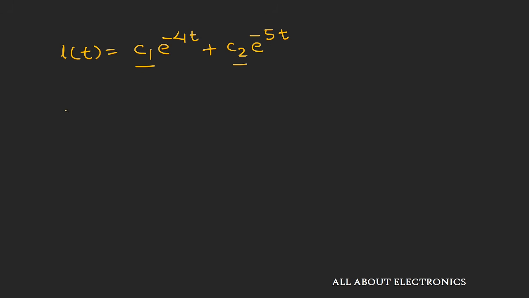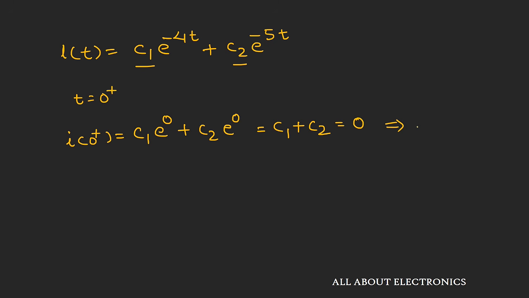First of all, let's apply the initial condition at time t equal to 0 plus. At time t equal to 0 plus, this equation can be given as C1 into e to the power 0 plus C2 into e to the power 0. That is nothing but C1 plus C2. Now, as we have already been given that all the initial conditions inside the circuit are 0, the value of i(0+) is also 0. That means C1 plus C2 is equal to 0, or we can say that C1 is equal to minus C2. So this will be the first initial condition.